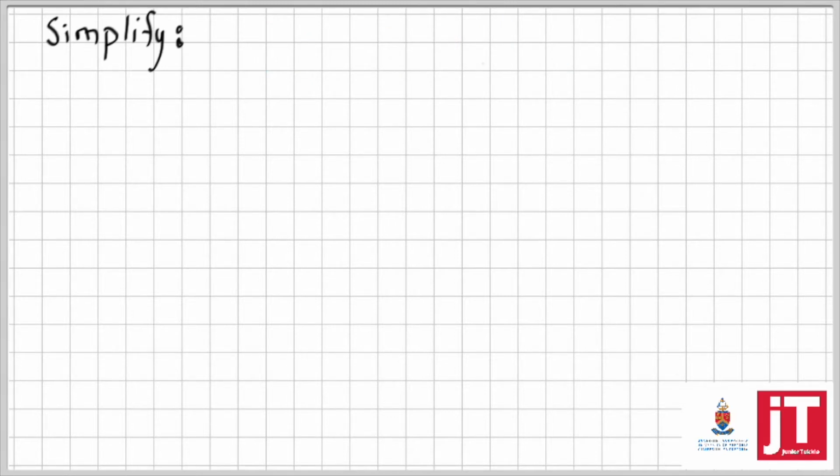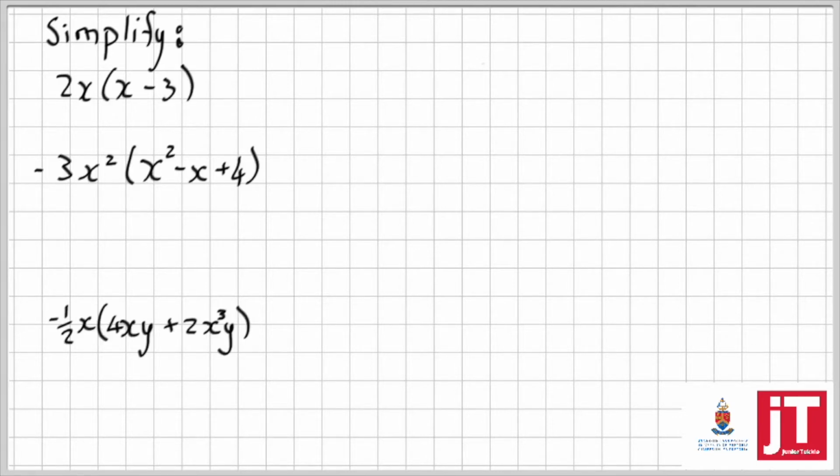It says simplify. So if I give you these three expressions, you go and try and simplify them, meaning remove the brackets, adding up what can be added up, make the sum as small as possible. Try it yourself first, then you watch the video and see how awesome you are.